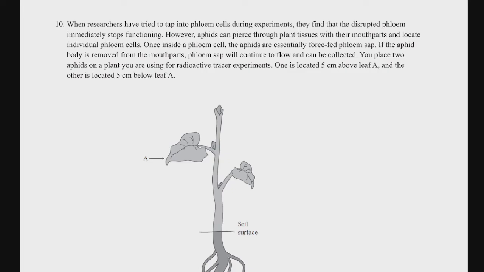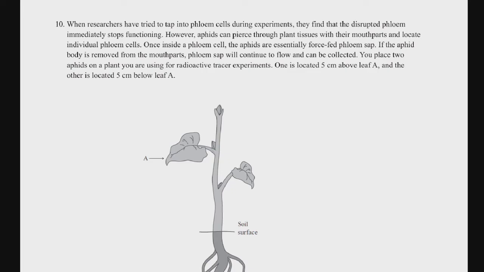When researchers have tried to tap into phloem cells during experiments, they find that the disrupted phloem immediately stops functioning. However, aphids, which are soft-bodied insects that feed on the sugar in plants, the phloem in plants, can pierce through the plant tissues with their mouthparts, locate individual phloem cells, and once inside a phloem cell, the aphids essentially are force-fed phloem sap. If the aphid body is removed from the mouthparts, phloem sap will continue to flow and can be collected.